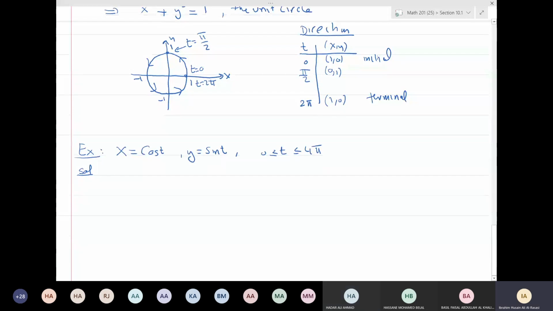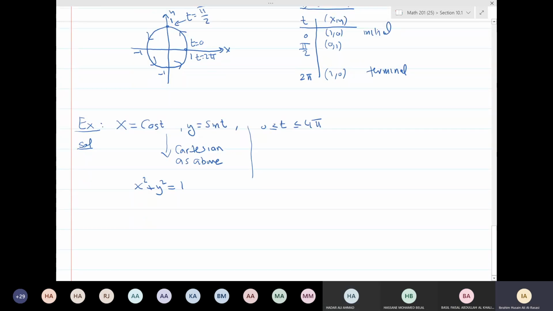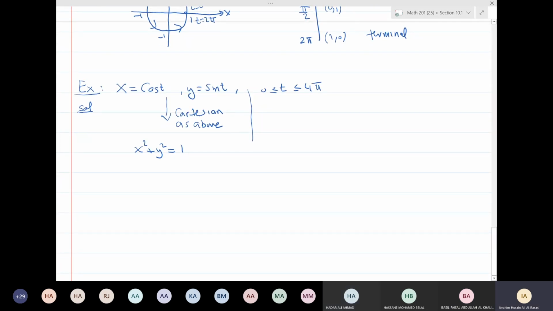Okay. First, you change to Cartesian. How to change to Cartesian? Is it the same or different from the previous example? The same identity, exactly as above. You get x squared plus y squared equals 1, which is the unit circle.